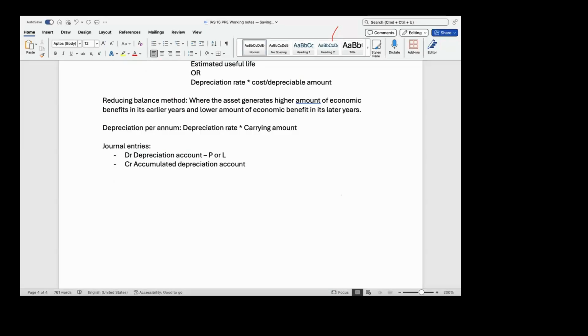So if you have a scenario like this, let's say you bought an asset and the asset is, let's say, 150,000, and the useful life of the asset is, let's say, 10 years.